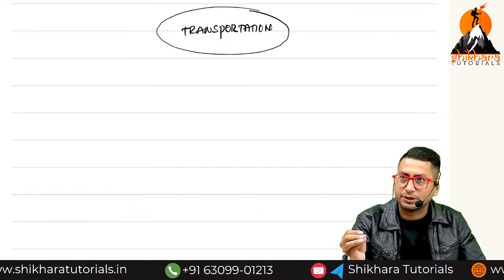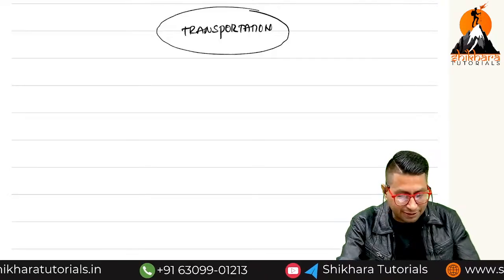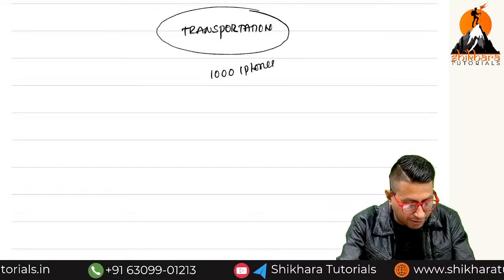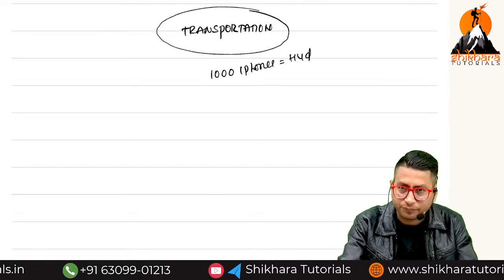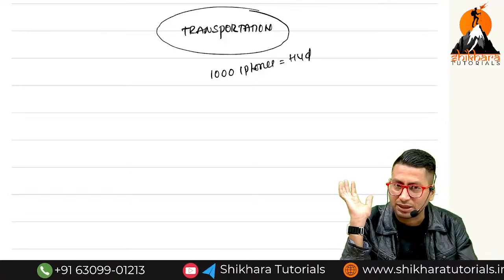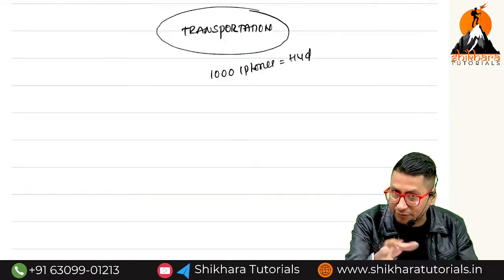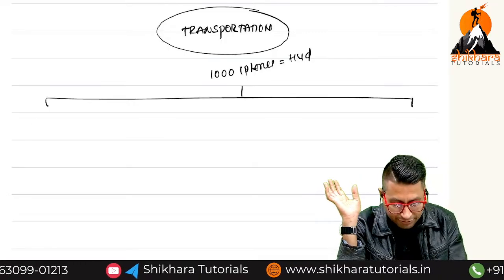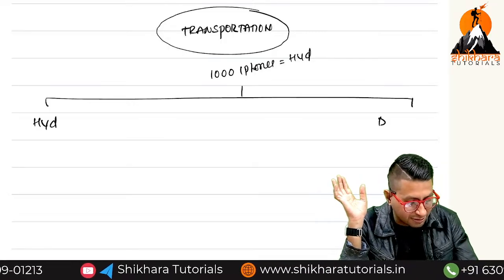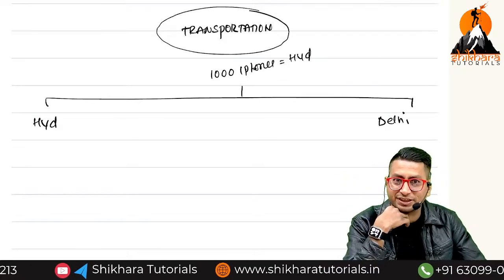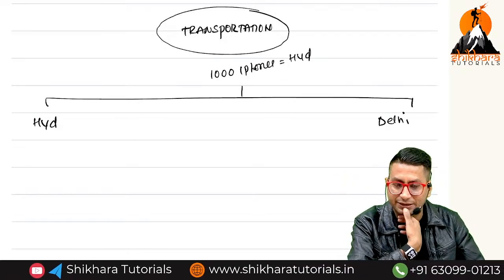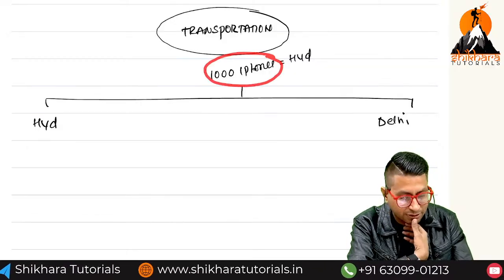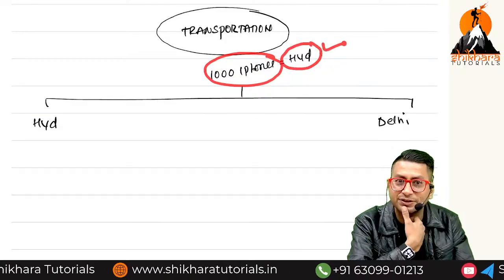In transportation, Amazon. Let us assume that Amazon has 1000 iPhone orders today to be delivered in Hyderabad. 1000 iPhone orders Amazon has taken to deliver in Hyderabad. And Amazon has 2 warehouses. One is in Hyderabad and the second one is in Delhi. One is in Hyderabad and the second warehouse is in Delhi. And how many orders has it received? 1000.